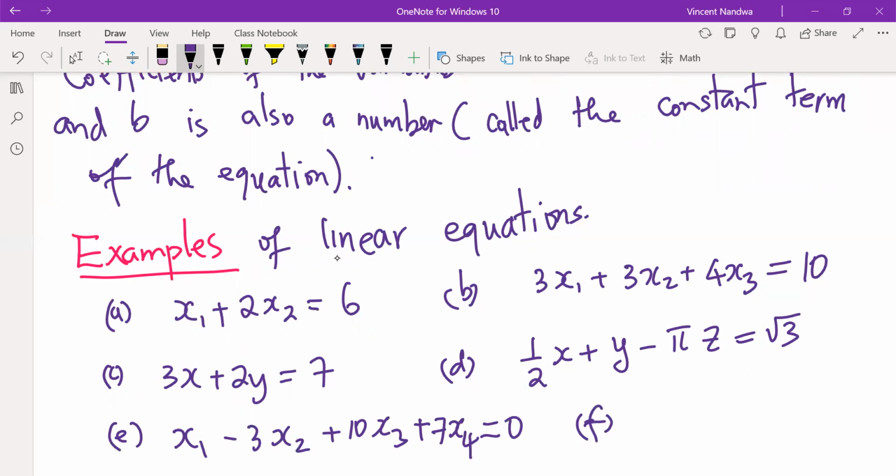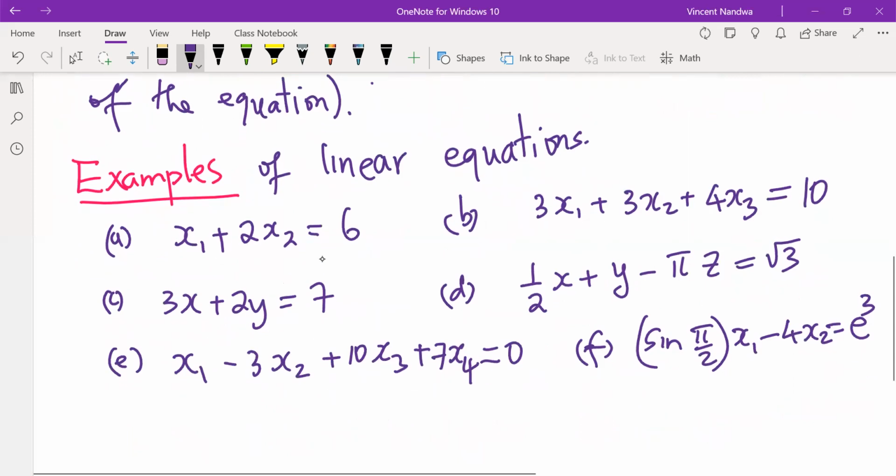We can also have sine of pi over 2 times x1 minus 4x2 equals e raised to the power 3. So these are examples of linear equations.